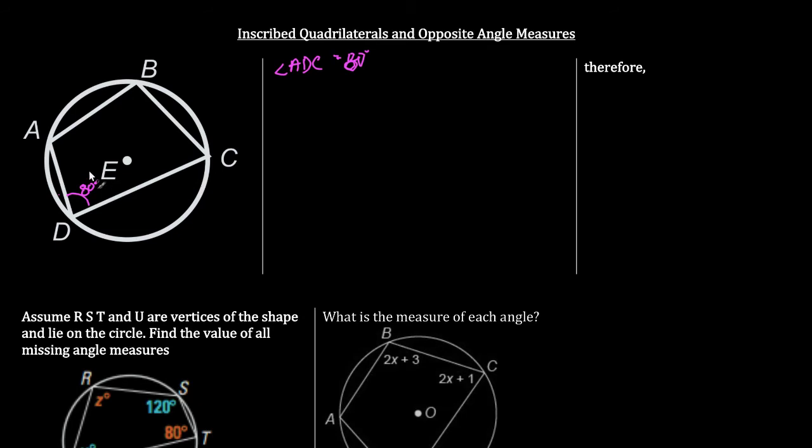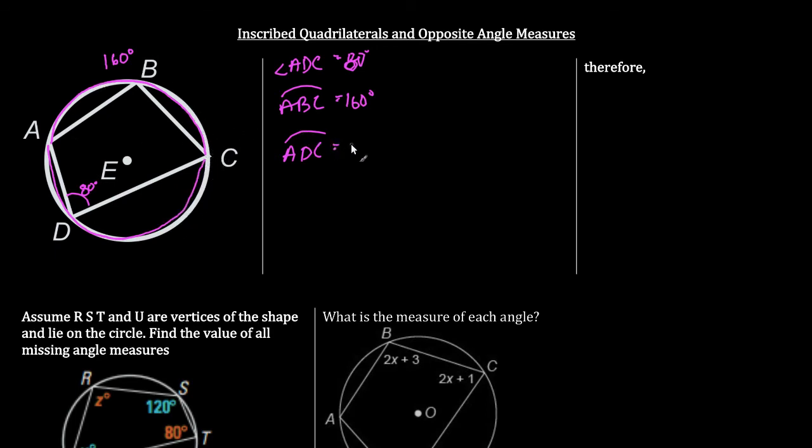And that means this arc right here, remember, it's twice as much. So this has to be 160 degrees. So arc ABC is 160 degrees. It's fine so far. So if that's 160 degrees, then arc ADC has to be the remaining part.